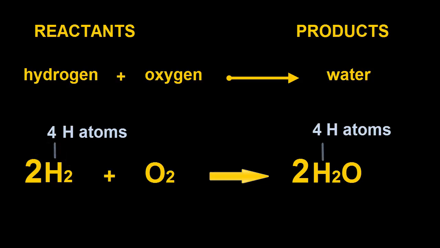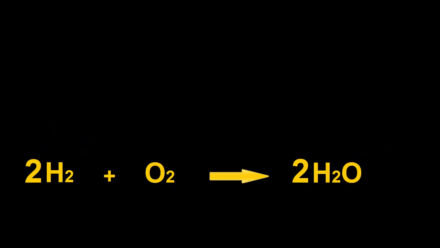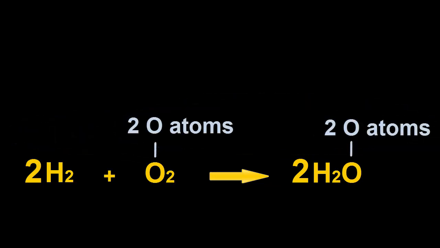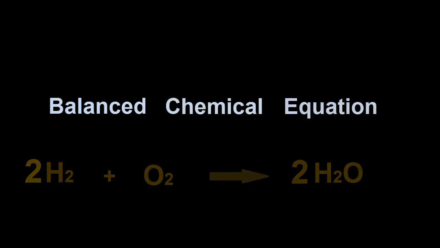There are now the same number of atoms of each kind on both sides of the equation. 4 hydrogen atoms and 2 oxygen atoms. We call this a balanced chemical equation.